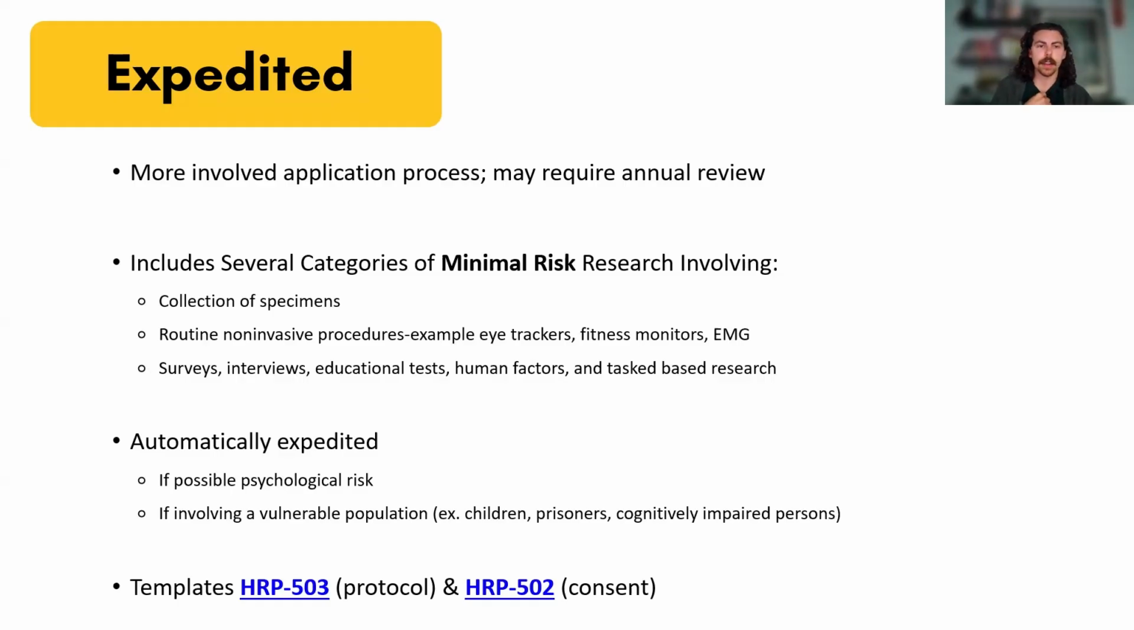There's a chance that research with interviews could invoke a potential psychological risk to participants, which would automatically bump your exempt study up to an expedited study. And you can see here, automatically expedited if there's possible psychological risk, or if your research involves vulnerable populations, such as children or cognitively impaired individuals.